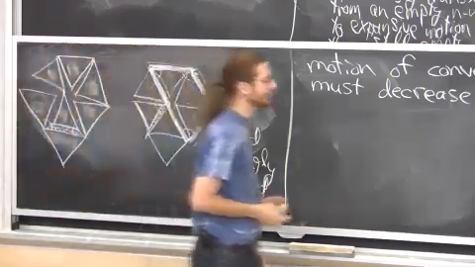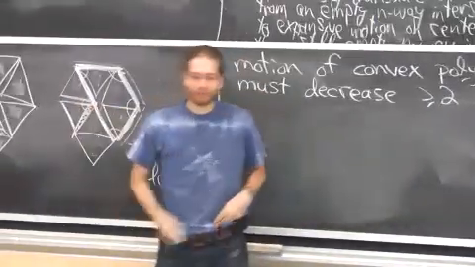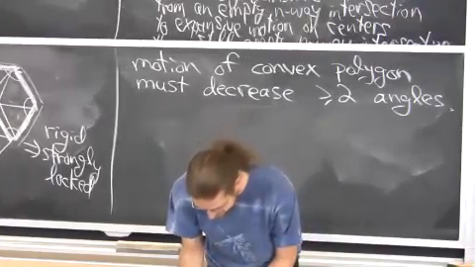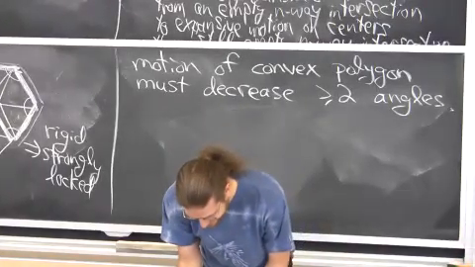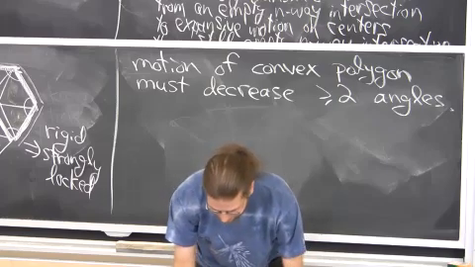Lecture notes say 1 angle. I should change it to 2 because I'm worried about this one. But 2 is also true. It also decreases at least 1 angle, but in particular, decreases 2 of them. Where's lecture notes?